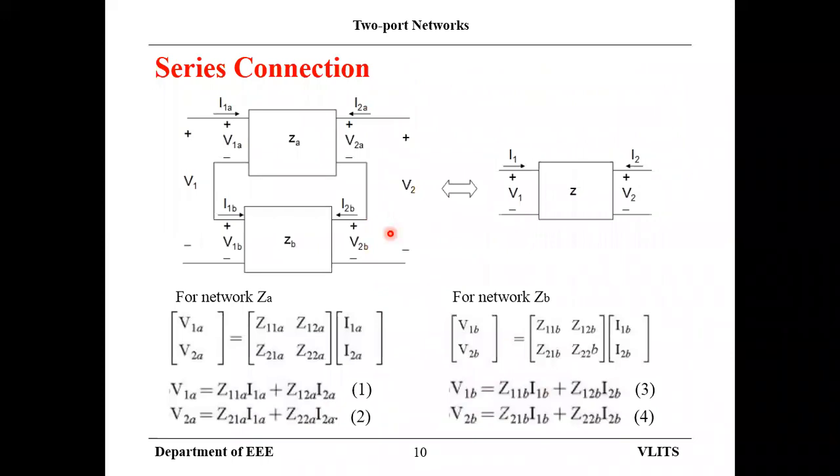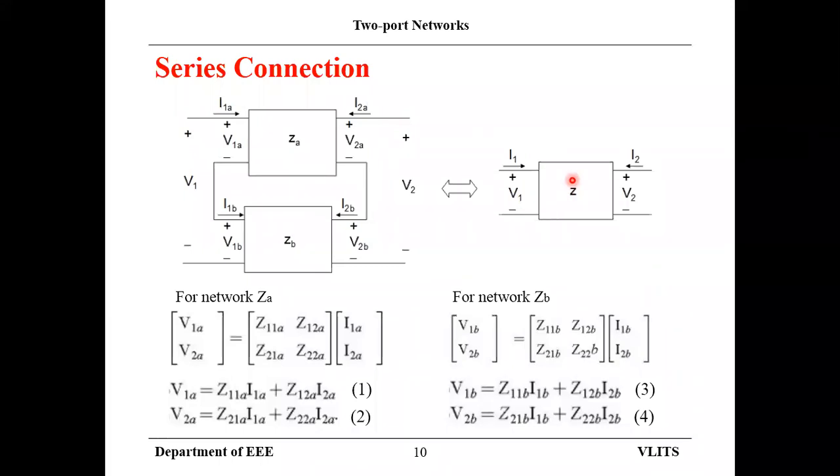For the series connection, the most suitable parameters are the Z parameters. So here I have considered two-port networks, ZA and ZB. The first two-port network parameters we can consider as Z11A, Z12A, Z21A and Z22A. Similarly, for the second two-port network, the parameters are Z11B, Z12B, Z21B and Z22B. So here these two are connected in series.